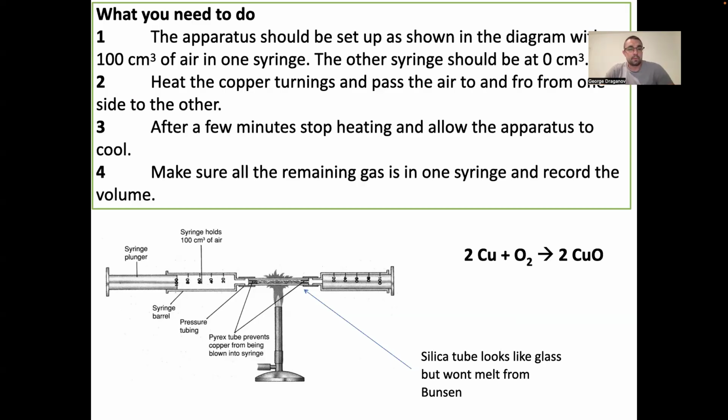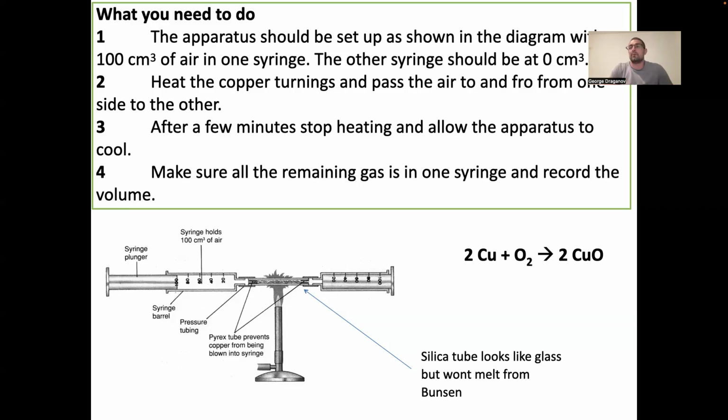Now, what you do is you heat up your copper with a Bunsen burner on a blue flame. The Pyrex tube has silica, kind of special glass that won't melt. The Pyrex tube doesn't melt. And also there's a special silica tube used on the sides. Now, when you pass the air over, you push the syringe from one side to the other gradually like this while you're heating the copper. And while you do that, the air is continuously passed over the metal.